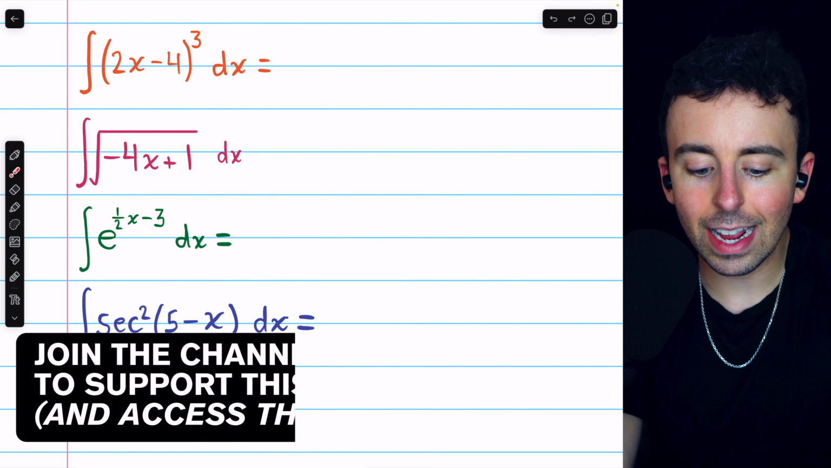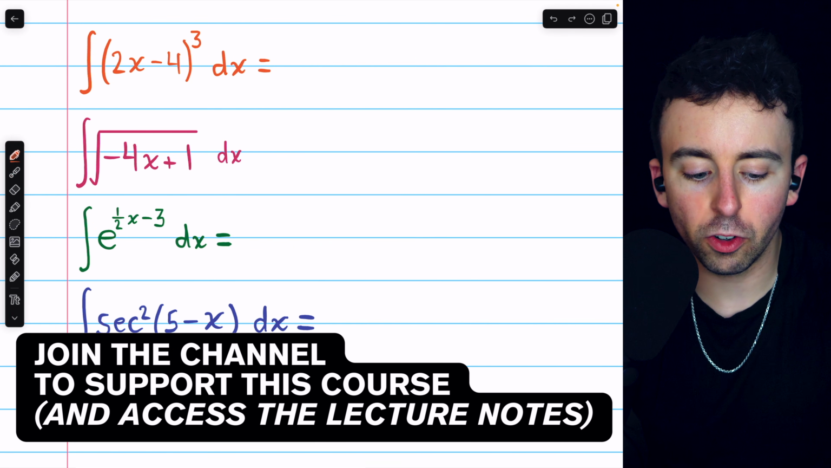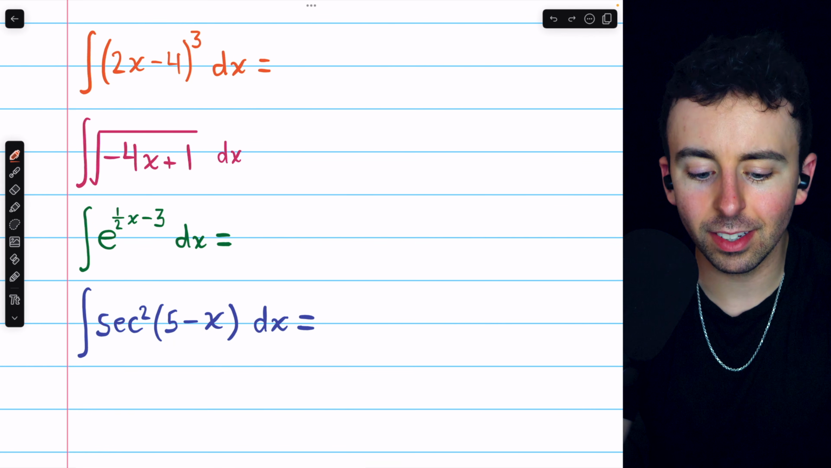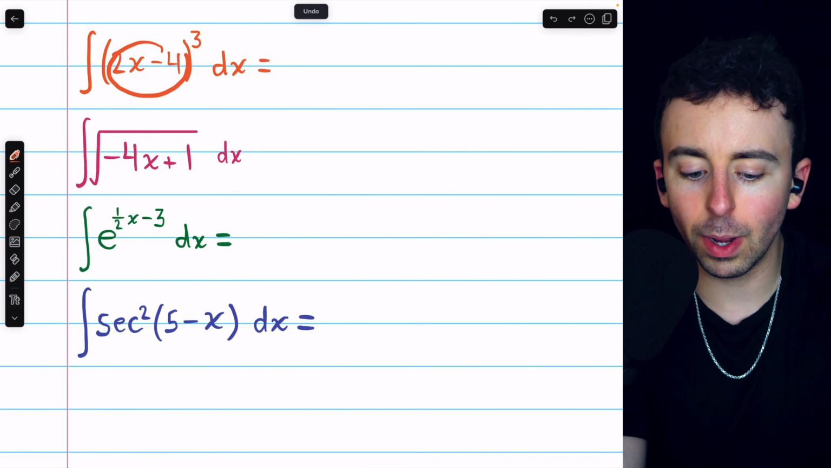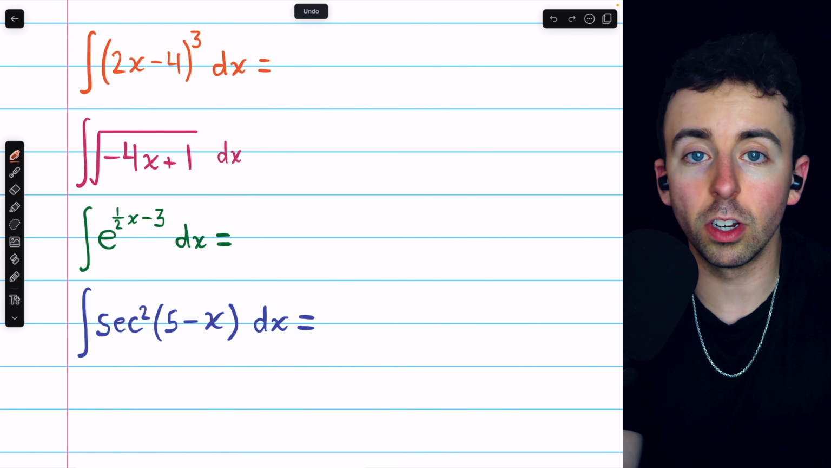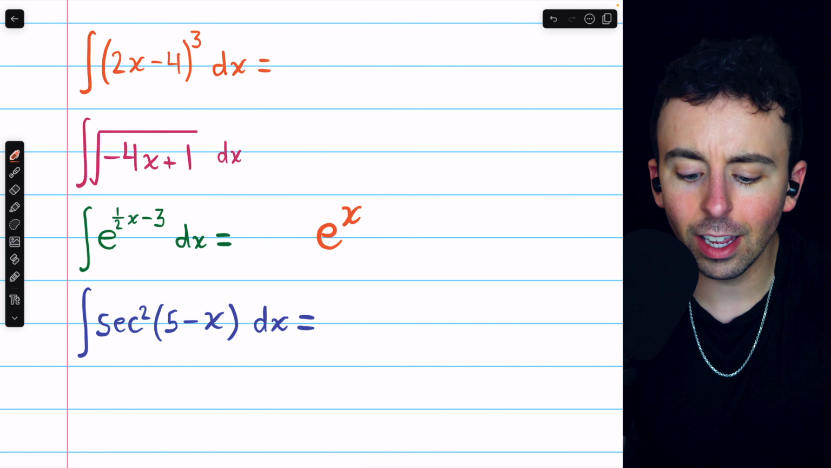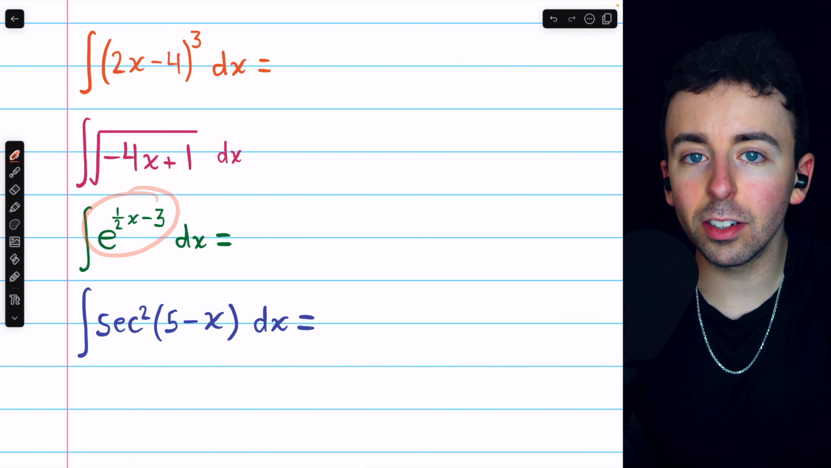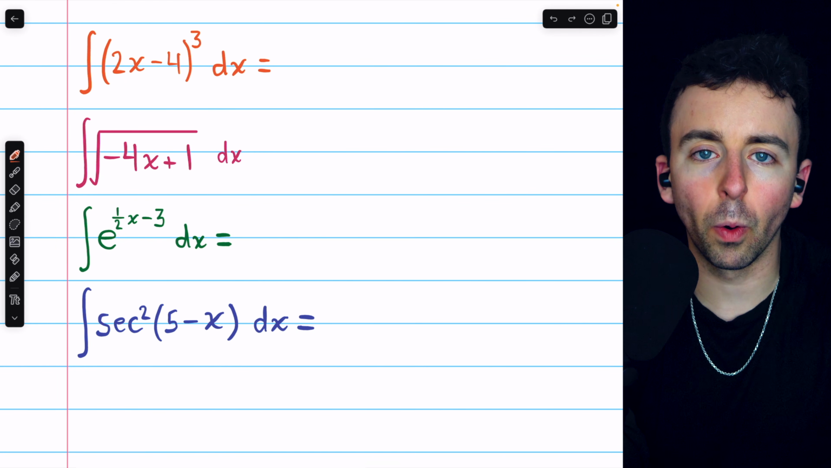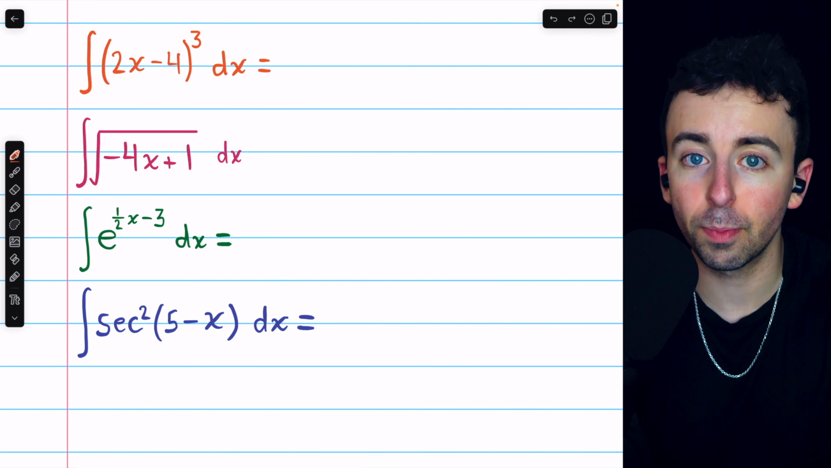Let's go over how to integrate these familiar functions with linear inputs. You should know how to integrate x cubed, but what about (2x - 4) cubed? You should know how to integrate e to the x, but what about e to the (1/2 x - 3)? As it turns out, these are all pretty straightforward and don't require any additional special techniques.